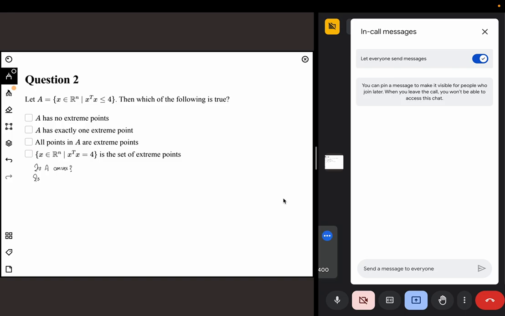And maybe I should ask, how do we know if a set is convex or not? We just take one point x1 belonging to A, and another point x2 belonging to A, and then we take the combination alpha x1 plus 1 minus alpha x2, such that alpha belongs to [0, 1], and then we check whether x belongs to A or not. This is what we do.